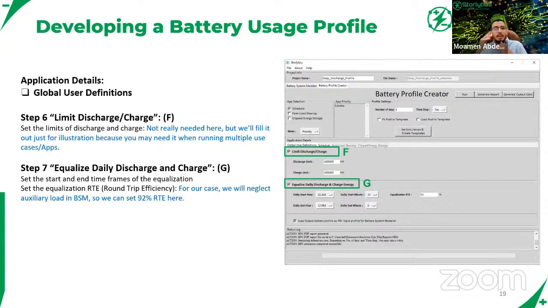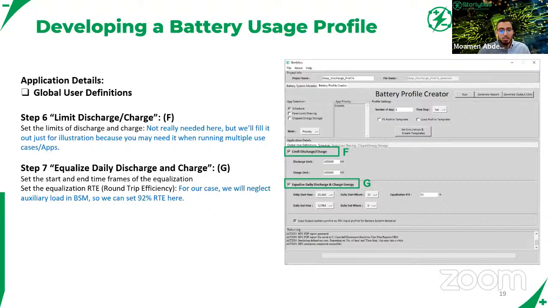If you have now 3 different applications, maybe schedule and peak load shaving, and you want to simulate your project that will serve these 2 applications, you can set limits for the discharge and the charge throughout the project. We don't need this option in our case, but I think it will be very helpful for you if you are going to simulate several projects. The second step after that will be equalizing the energy, daily charge and discharge.